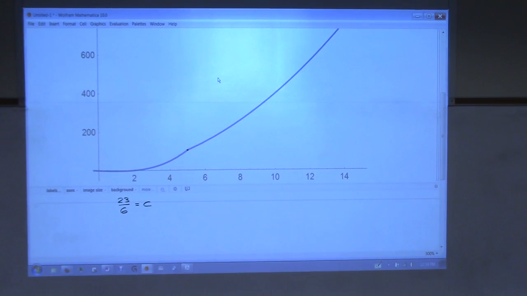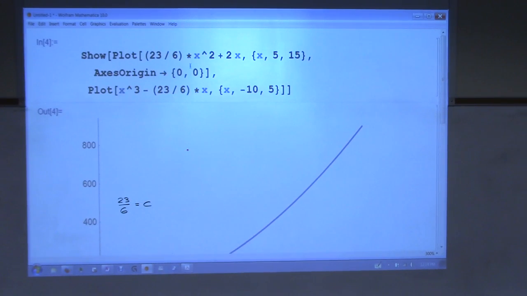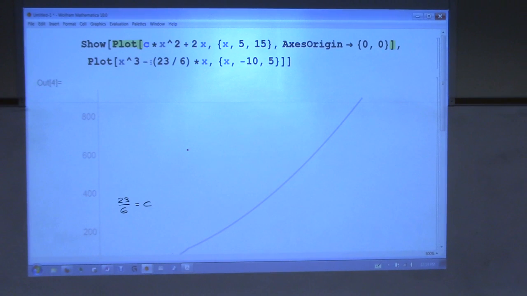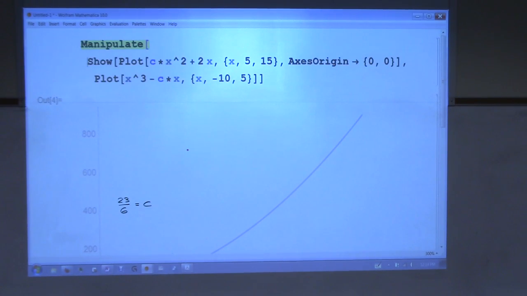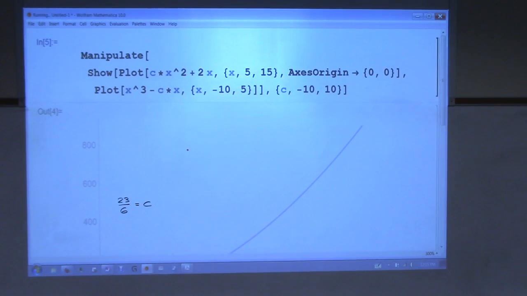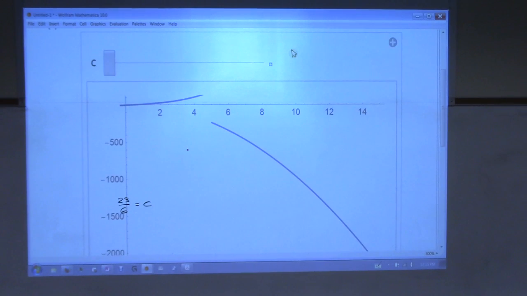Now I'll show you something cool about this program. I'm going to do something a little different. I'm going to go back up here to my code. I'm going to replace this 23 over 6 with c, because that's what it was in the original problem, right? And then I'm going to replace this with c. And then I'm going to do this thing called manipulate. And I'm going to allow myself to control the c value between -10 and 10. And watch.